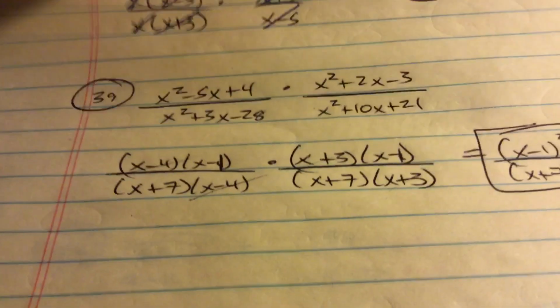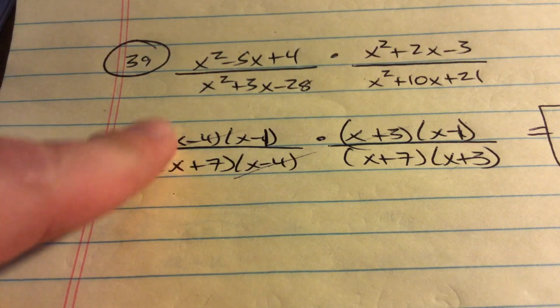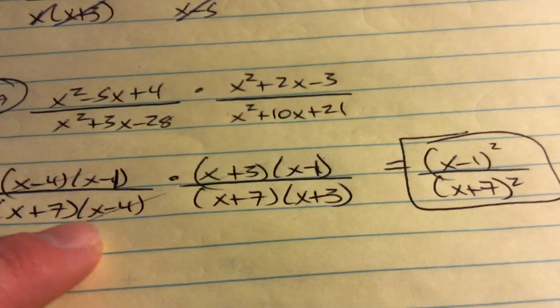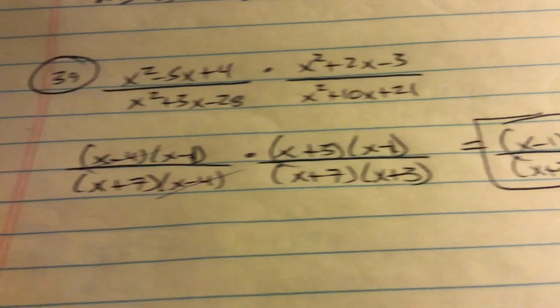All right, interesting question there. On 39, this is a good one. You're going to factor 4 times. Do that algebra 1 factoring. First fraction here, x minus 4, x minus 1. Second fraction, x plus 7, x minus 4. The next fraction, the numerator, x plus 3, x minus 1. Then x plus 7, x plus 3.